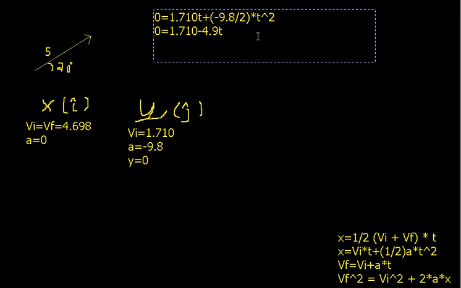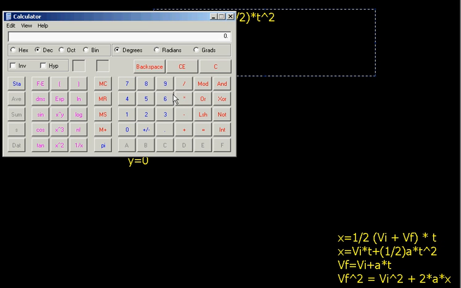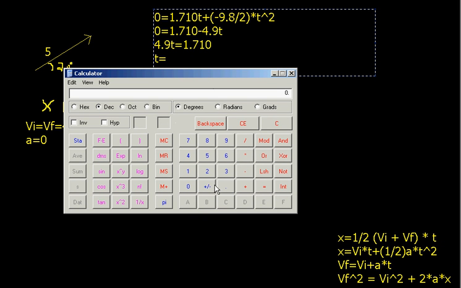And then we could add this 4.9t to both sides. We get 4.9t is equal to 1.710, right? And then we just divide. We solve for t. We get t equals, we divide by this 4.9, and we get 1.710 divided by 4.9 equals 0.349.